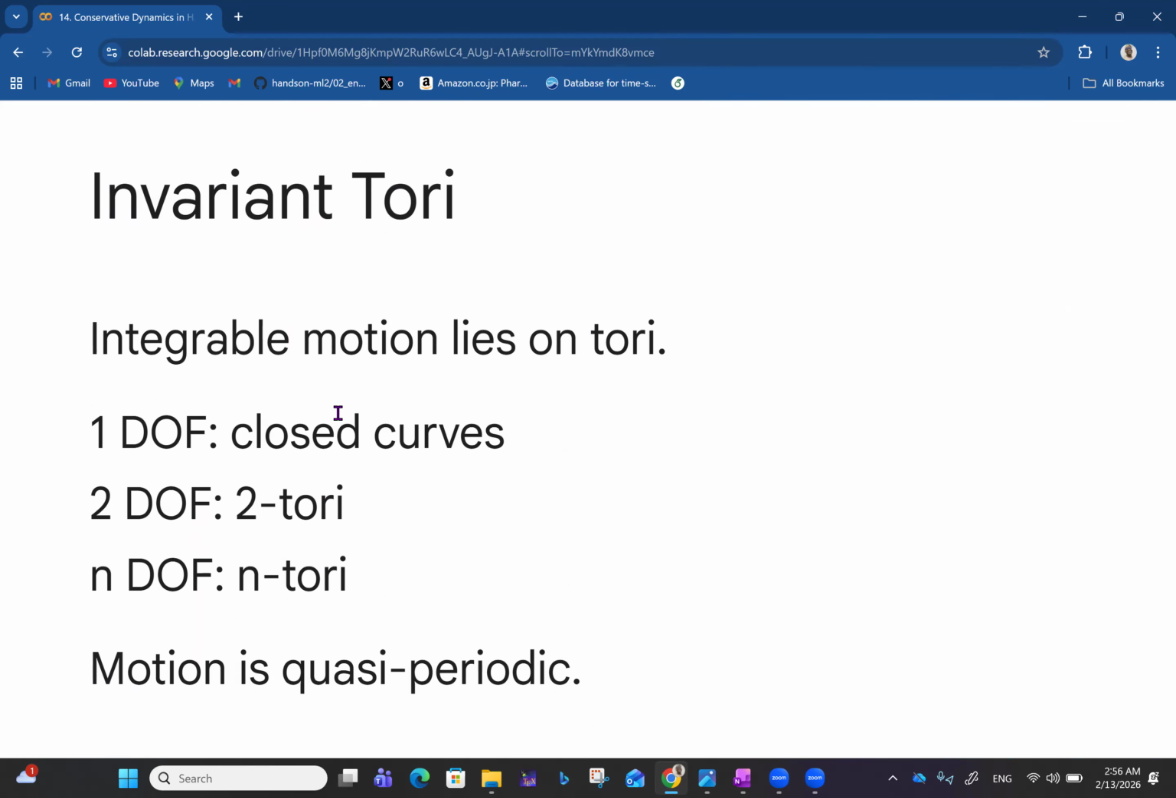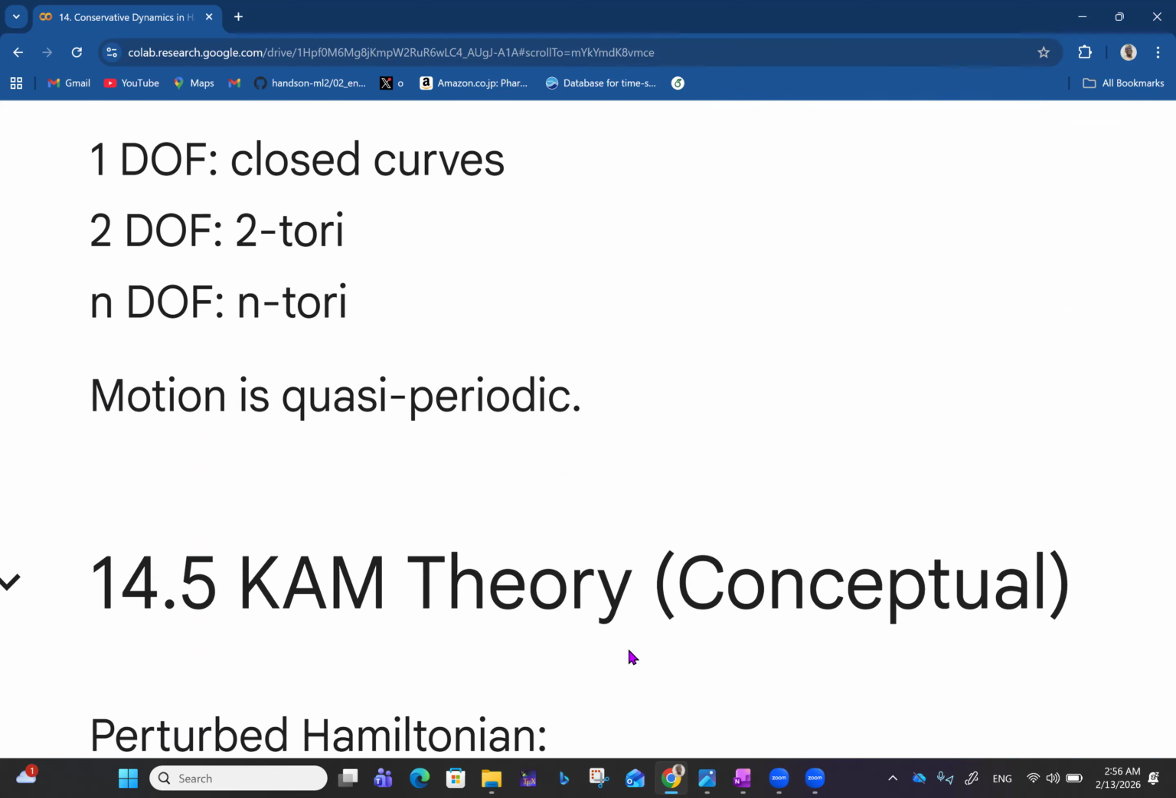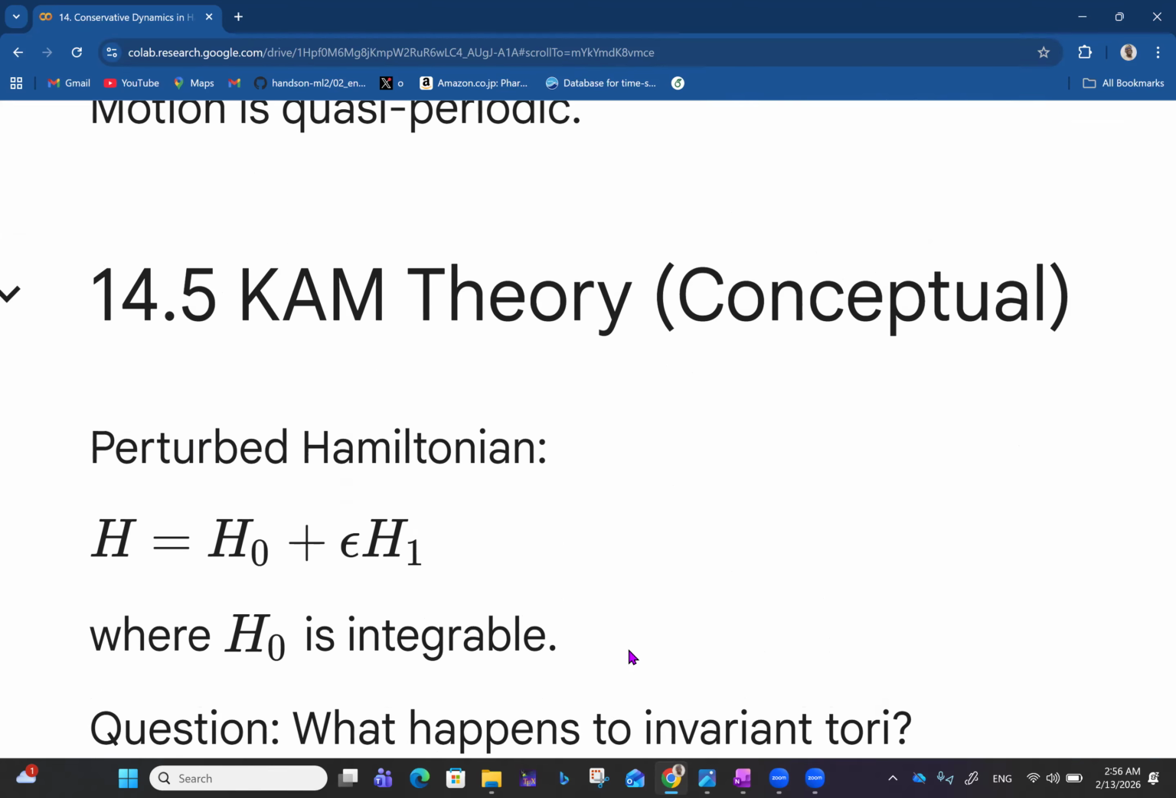As a result of that, we can now go ahead and talk about invariant tori. Tori is the plural of torus. Integrable motion lies on tori. One degree of freedom gives closed curves, two degrees of freedom gives two tori, and n degrees of freedom gives n tori. Motion in that case can be said to be quasi-periodic. I think in a video some videos before now, we considered the idea of quasi-periodicity. And this then takes us to KAM theory.